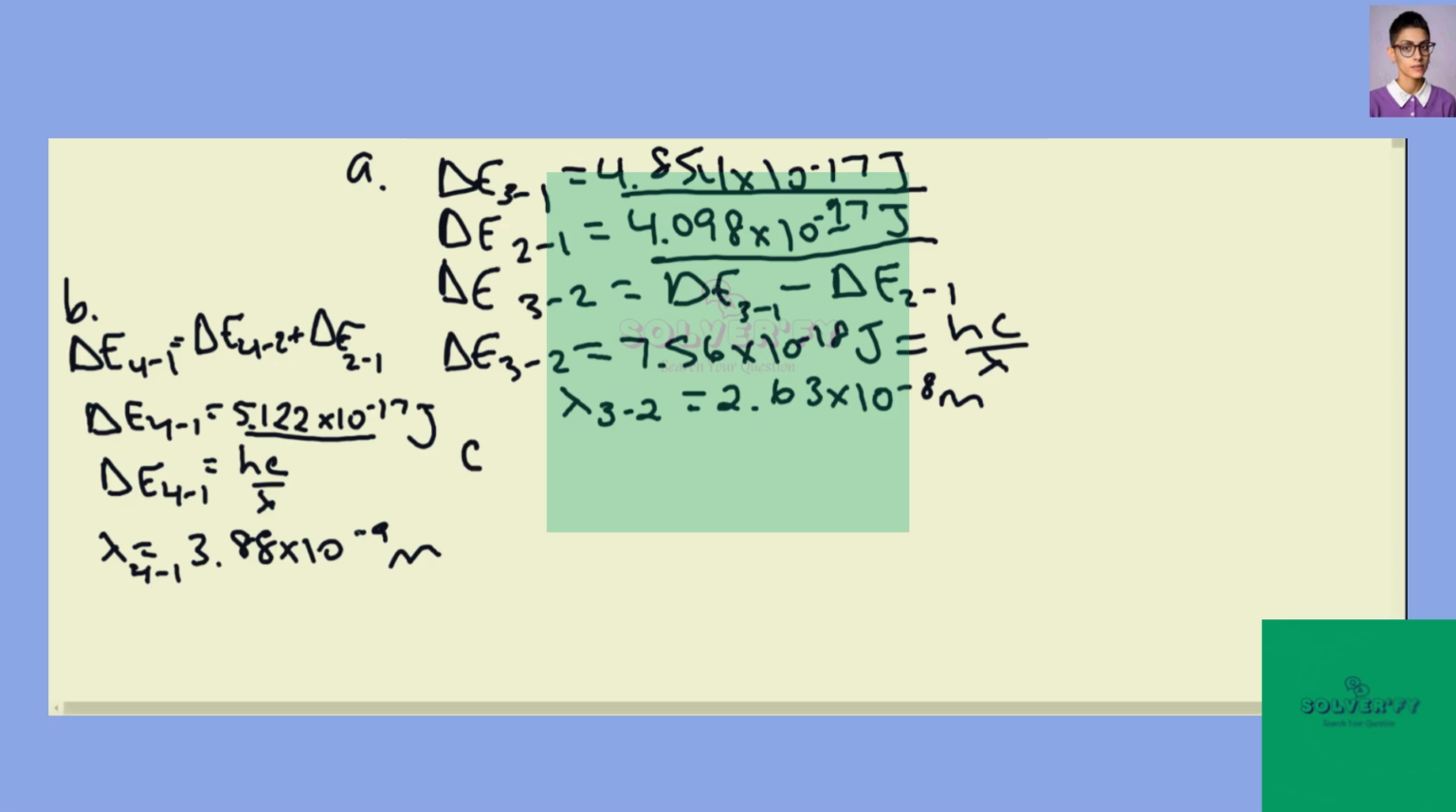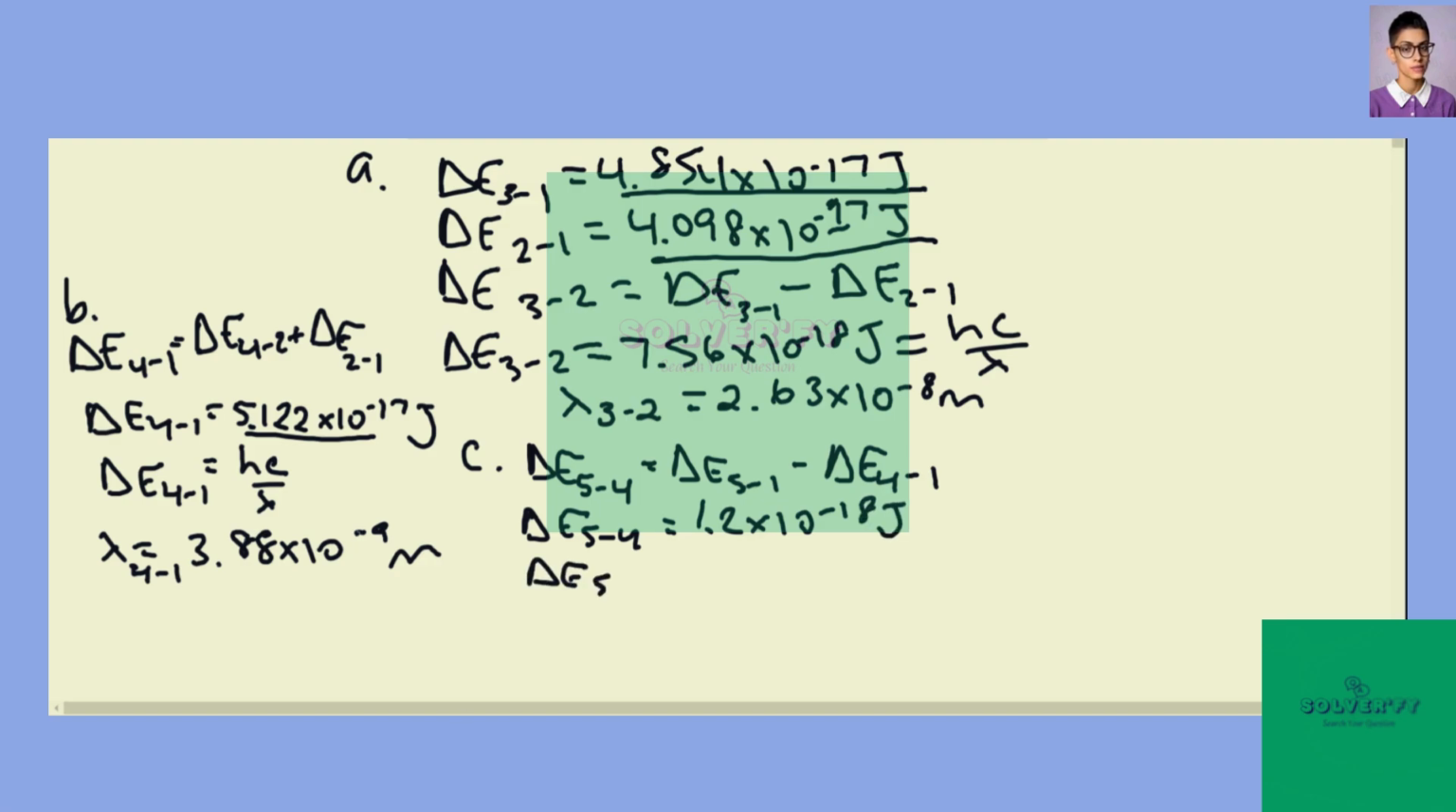For part C, we want the change in energy from 5 to 4. So that's equal to the change in energy from 5 to 1 minus the change in energy from 4 to 1. And so again, you can find these values in the question. And so the change in energy from 5 to 4 ends up being 1.2 times 10 to the minus 18 joules.